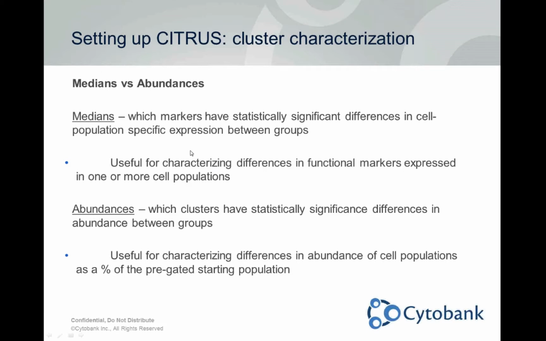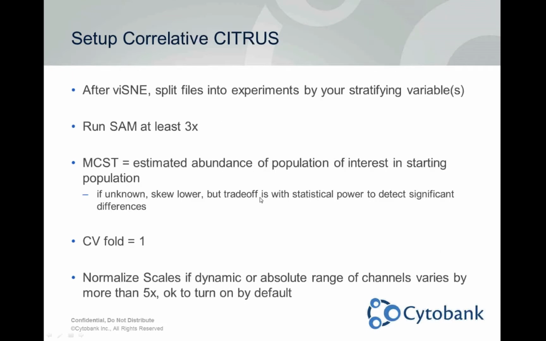So if you want to tell the difference in the median of a channel or median of several channels, you can select this version. If you want to see the change between your groups in abundance of a population, if you want to see if your Tregs go up or down, or your MDSCs go up or down, you would run that in the abundance mode. So in addition to predictive or correlative, you have to pick if you want to look at the change in a population or the change in the median of your channels.